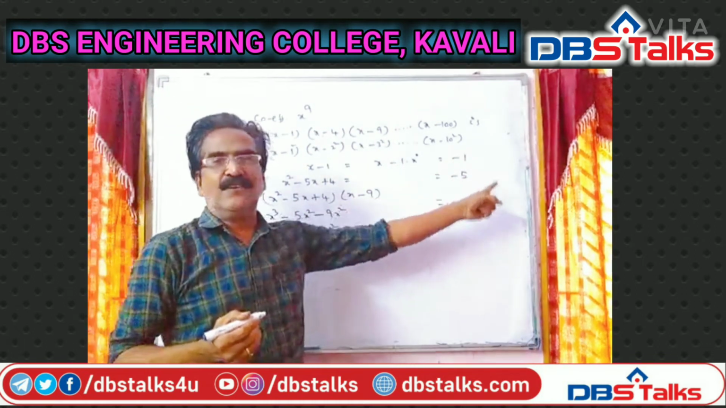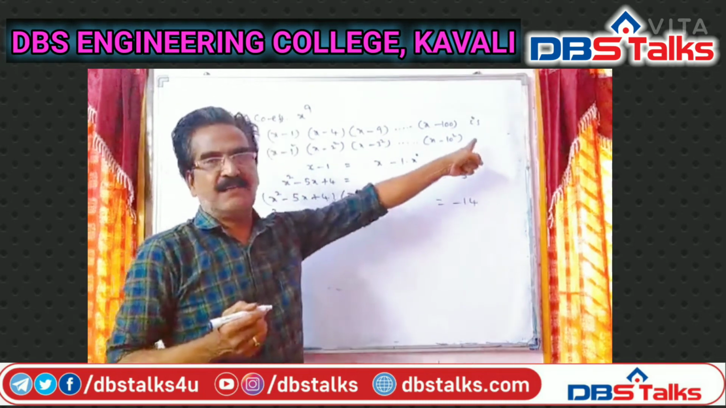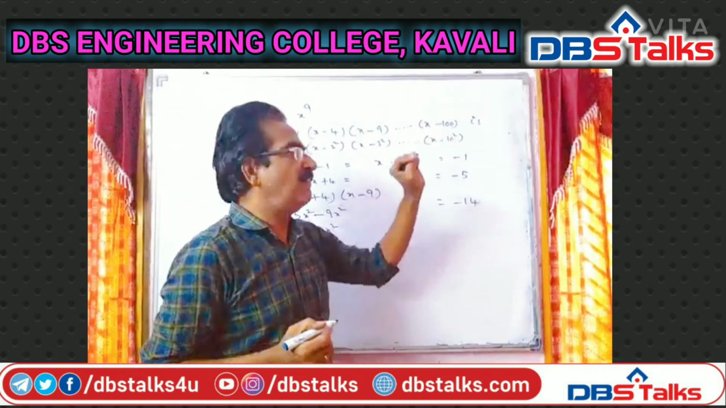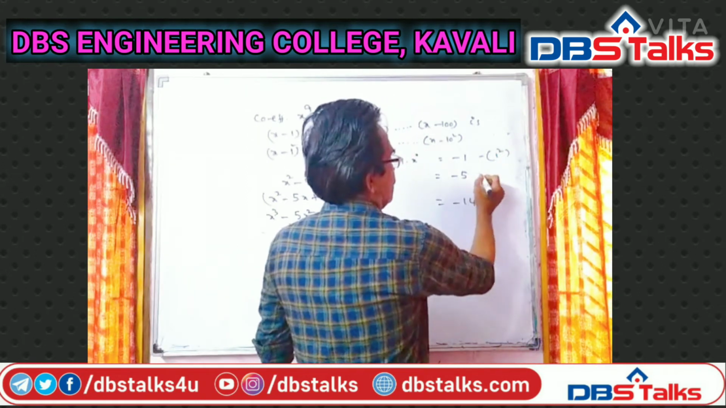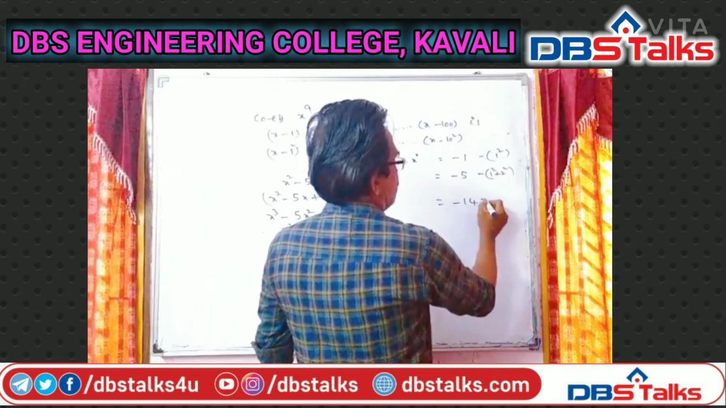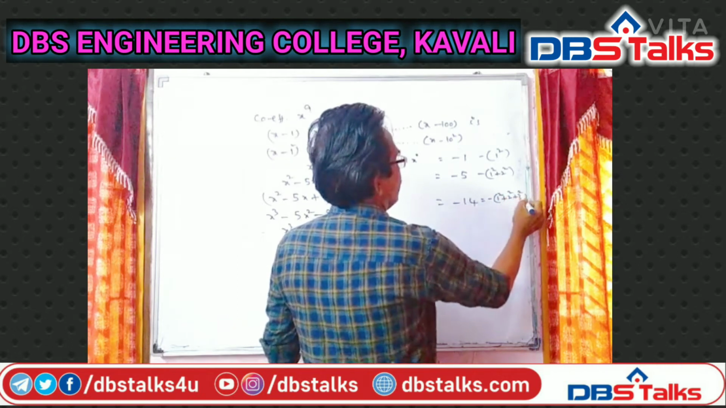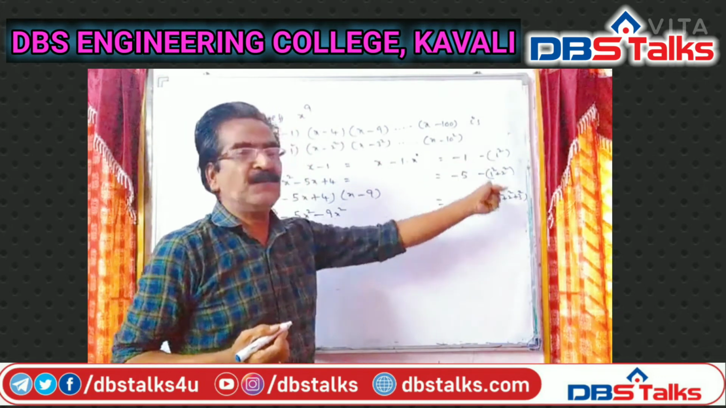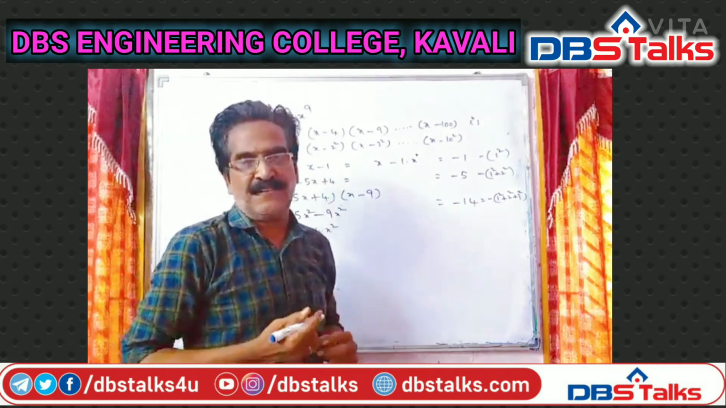See, these are the coefficients we are getting. On observation of the coefficients, we can conclude this is minus 1 square, this is minus of 1 square plus 2 square, this is minus of 1 square plus 2 square plus 3 square. So 9 plus 4 plus 1, minus 14. So here we are getting minus of the squares of natural numbers.